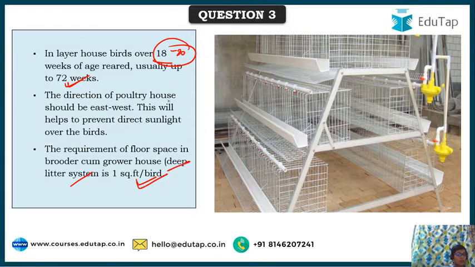And the direction of the poultry house should always be east-west for proper ventilation, aeration, and for proper sunlight over the birds, because lack of sunlight and lack of proper ventilation and aeration will lead to various diseases, which we have discussed in our course. So this is about poultry birds and the spacing that is required.